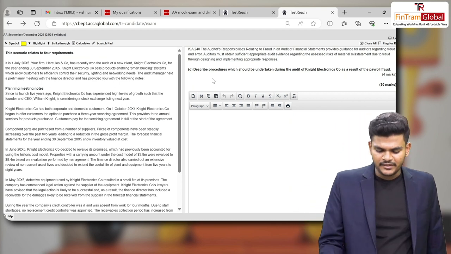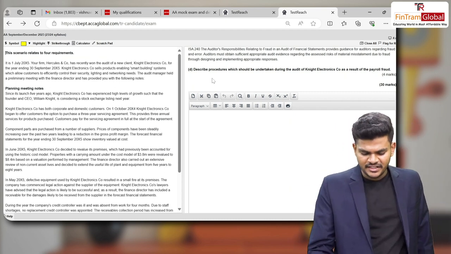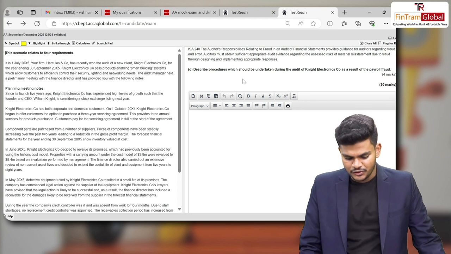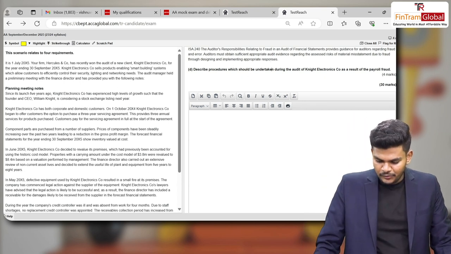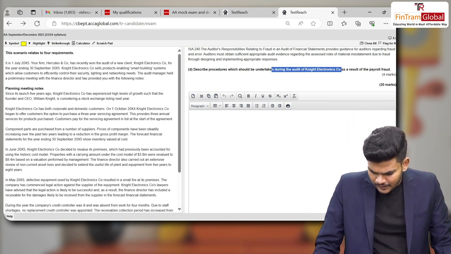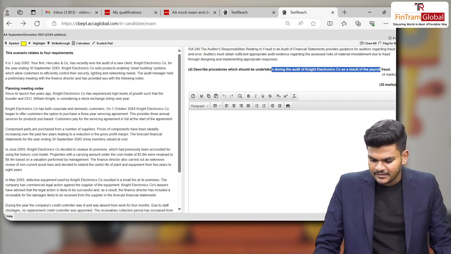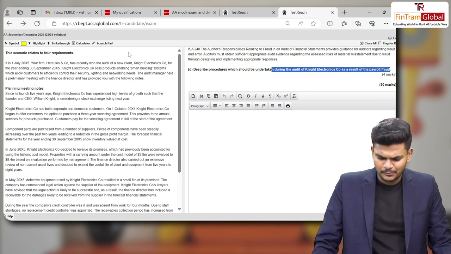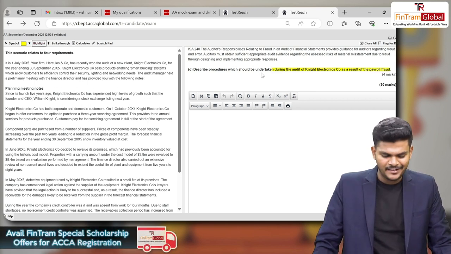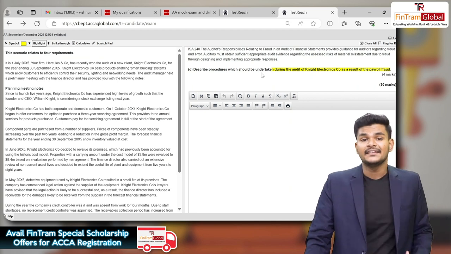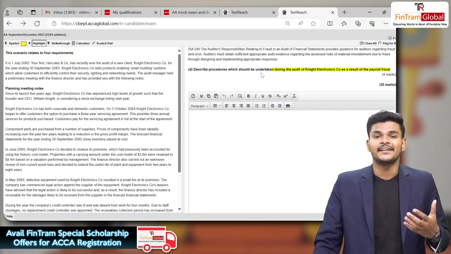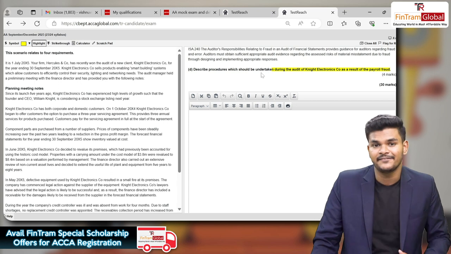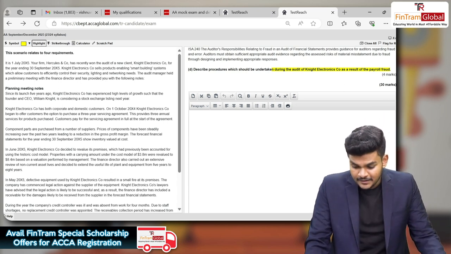What you have to do here is describe what procedures should be undertaken during the audit of Knight Electronic Co. as a result of the payroll fraud. So there was some payroll fraudulent activity happening in the scenario. We can only answer this once we obtain an understanding of that particular event, isn't it? So just keep that in mind. And this is for 4 marks.